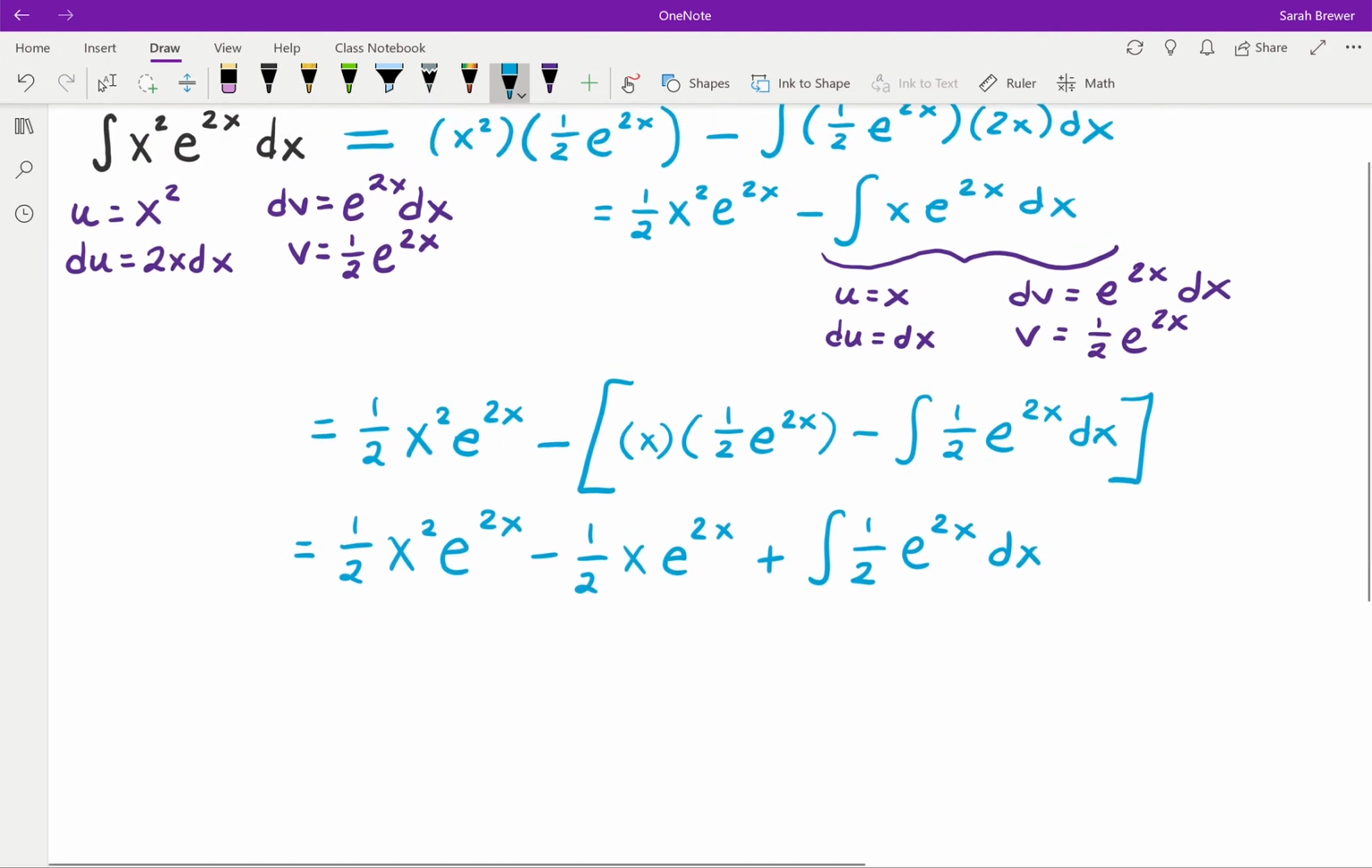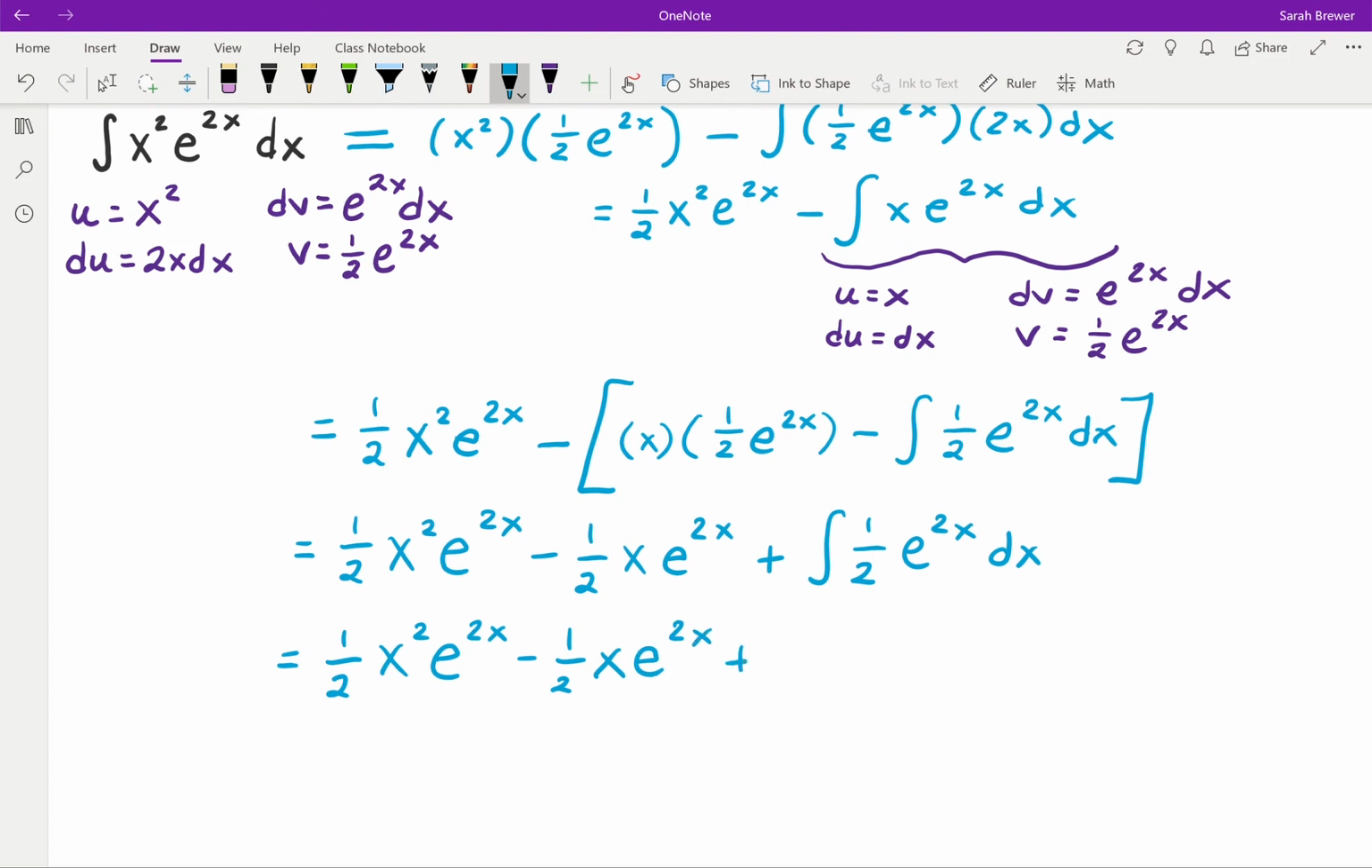And now finally, this is a very simple integral to compute. And so we have 1/2 x squared e to the 2x minus 1/2 x e to the 2x. And integral of e to the 2x we know is a half e to the 2x. So multiplied by this 1/2 constant that we already have gives us a 1/4 e to the 2x. And then finally, we're going to add our plus c.